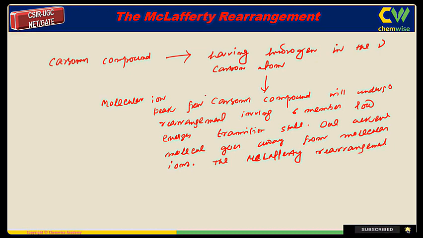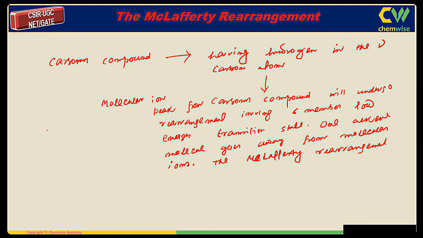Let us summarize. It is mainly for carbonyl compounds. Other compounds can undergo it too, but here we are looking at carbonyl compounds. If a carbonyl compound has hydrogen on the gamma carbon atom, then the molecular ion peak from that compound will undergo rearrangement involving a 6-member low energy transition state. One alkene molecule goes away from the molecular ion. We'll see what happens after the rearrangement. This is very unique, and we name it the McLafferty rearrangement.